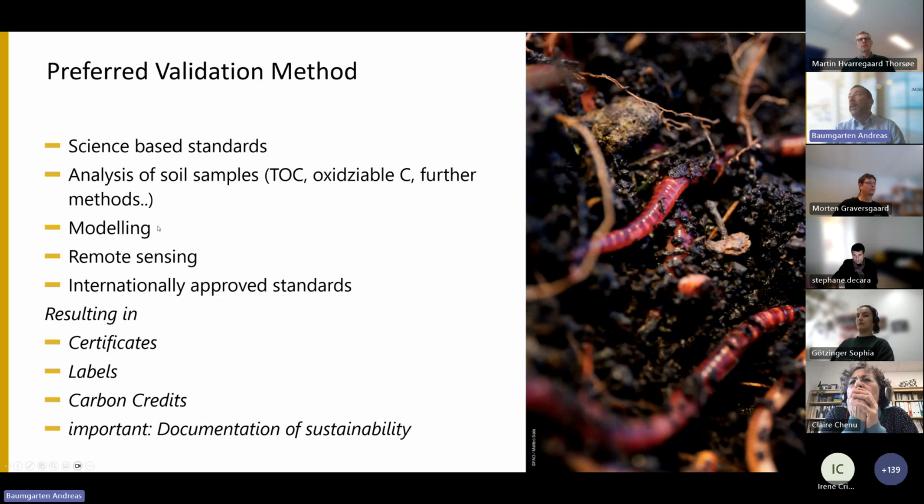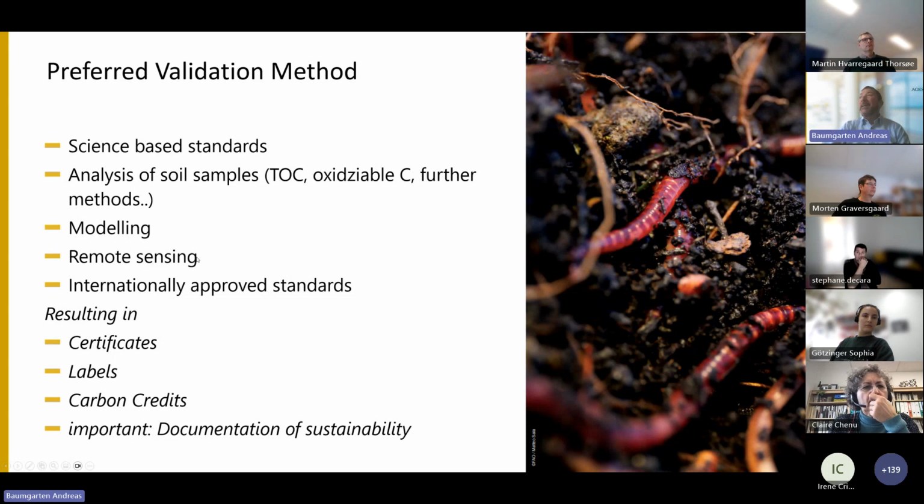Personally, I think that modeling, although in our statistics it has been shown that modeling is not so much applied at the moment, modeling might be one of the key validation methods for the future, because if we are able to have very valid models proven by long-term experiments, this could be a means of proving that some of the measures really lead to an enrichment and sequestration of carbon in the soil.